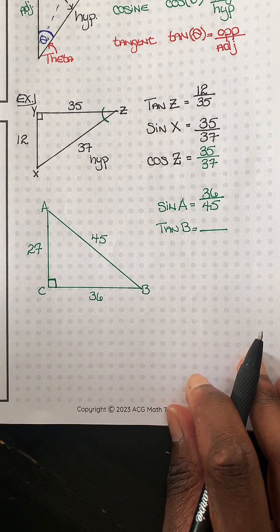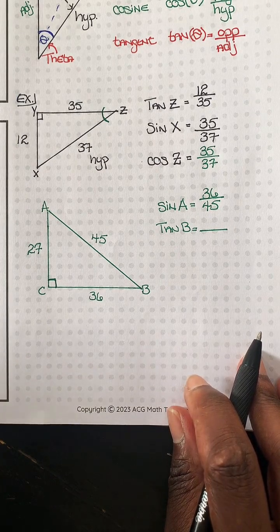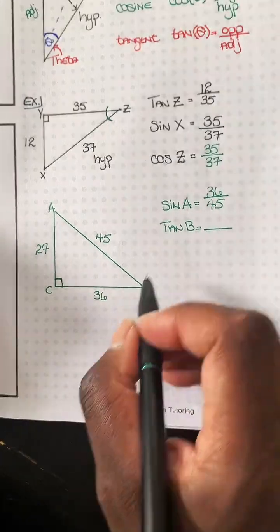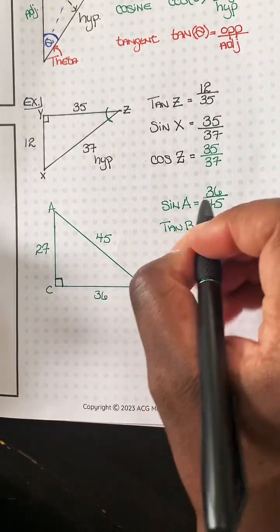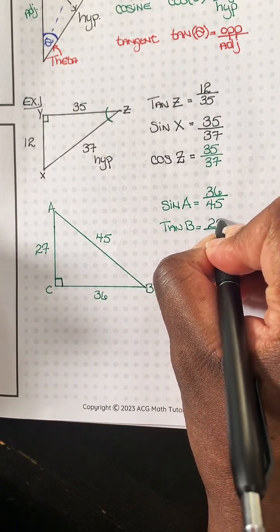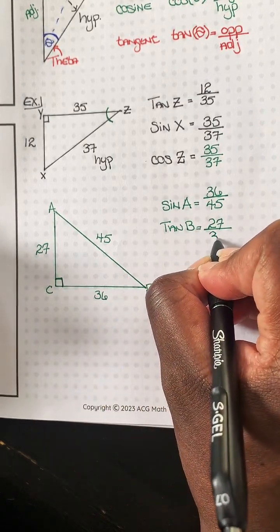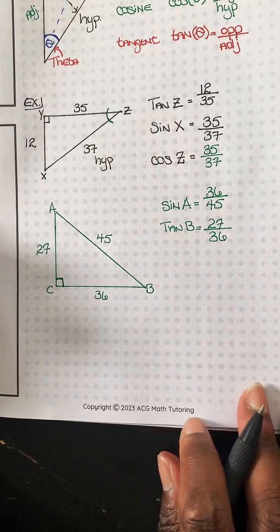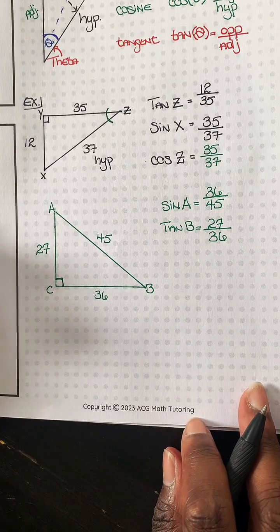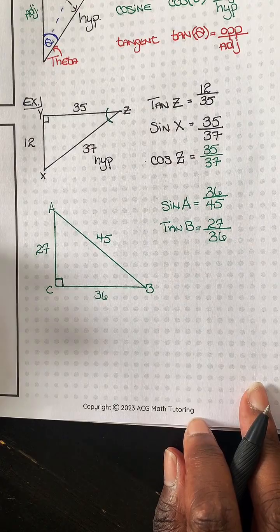Okay. So you got your 27/36. Brooks, your 27/36. Rockwell, 27/36. Yes. Nice. So it's your opposite over your adjacent. Very nicely done. See? This wasn't so painful.